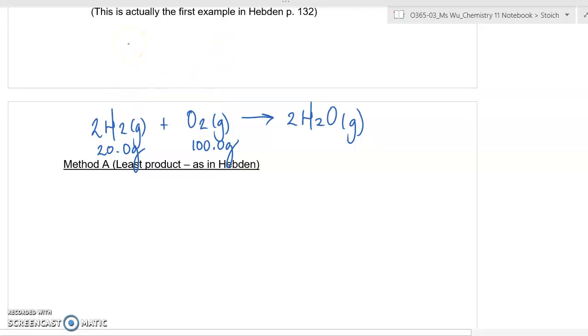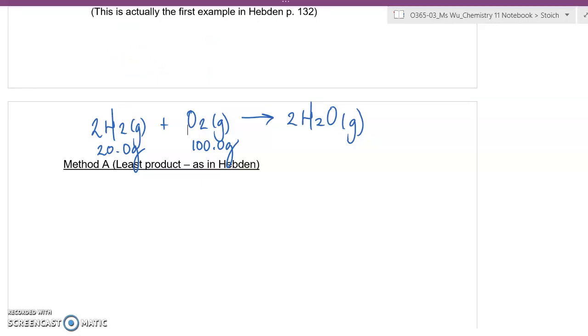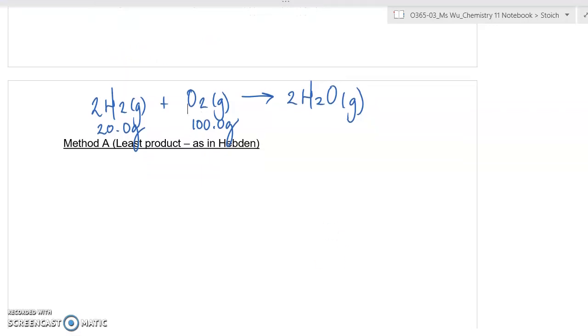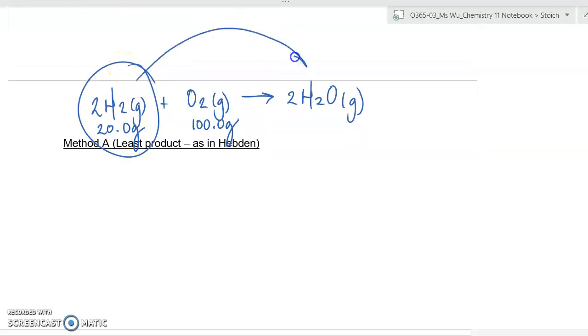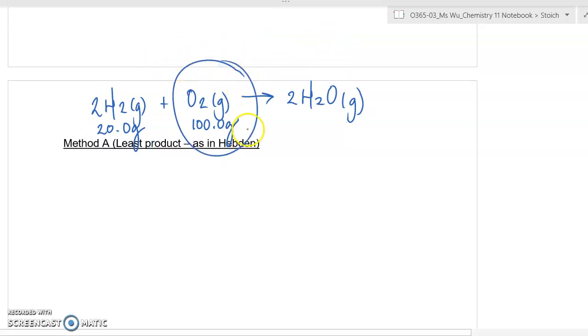So this Hebden method I call the least product method. It's a calculation where we use one of those ingredients and figure out how much of the product we would be able to make if we are to use up all of that hydrogen. And then secondly, what if we use up all of the oxygen? How much of the product can we make? So we're doing 2 calculations. Let's start with the hydrogen.